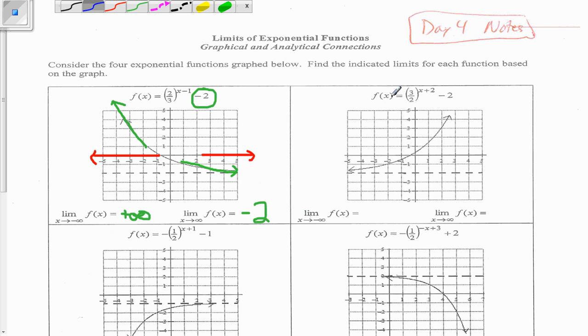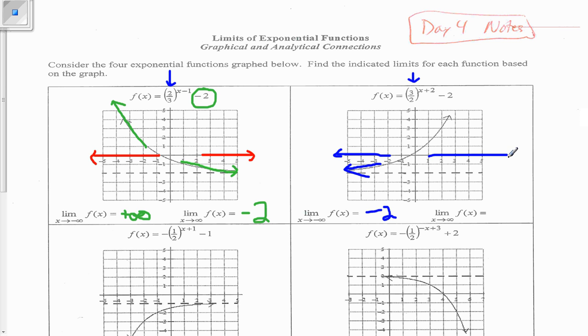Second example looks almost the same, except my growth factor is 3/2, which is greater than 1, where the first one had a growth factor of 2/3, so actually it's a decay factor. So as I approach negative infinity, I now approach the horizontal asymptote, which is -2.